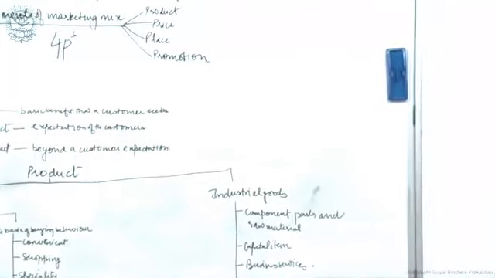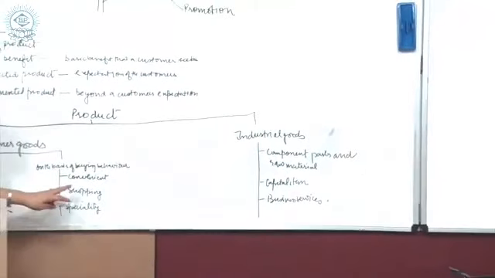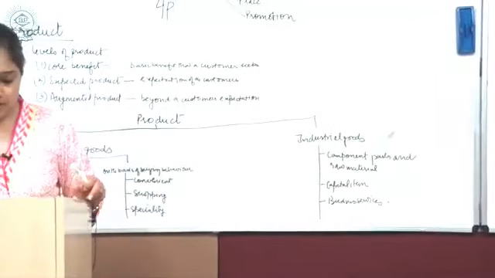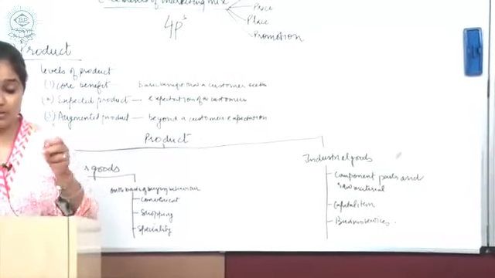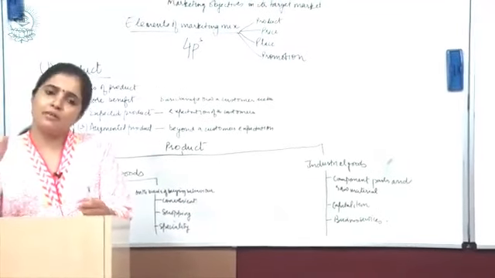Now, coming on the basis of buying behavior of the customer. सबसे पहले आते हैं आपके convenience products. Now convenience goods, what are the convenient goods? Convenient goods are the ones which are bought frequently by the buyer with a minimum shopping effort.